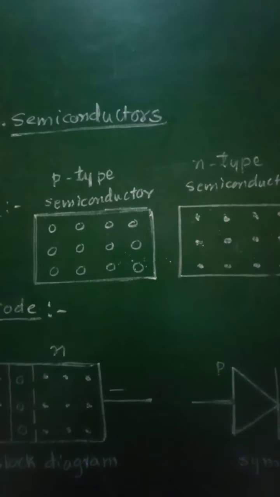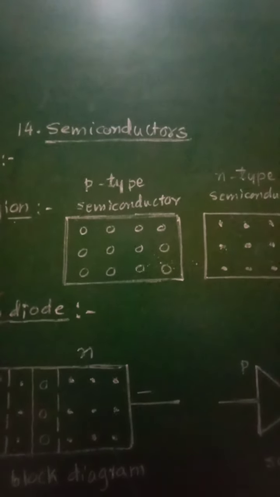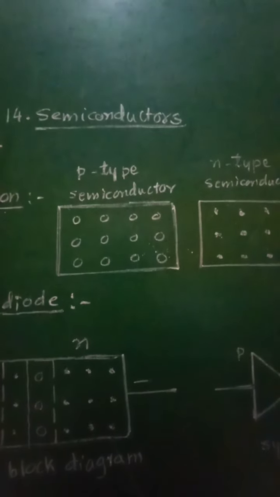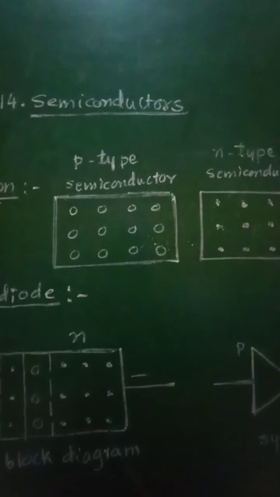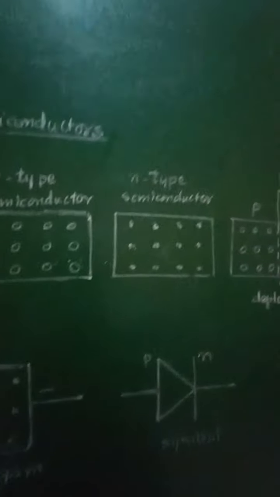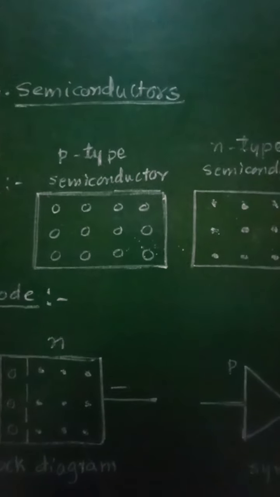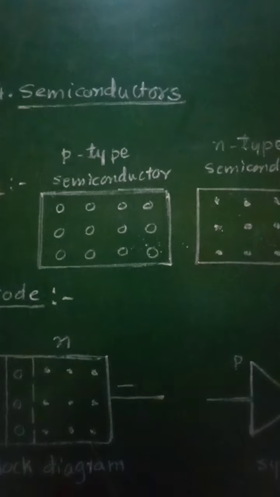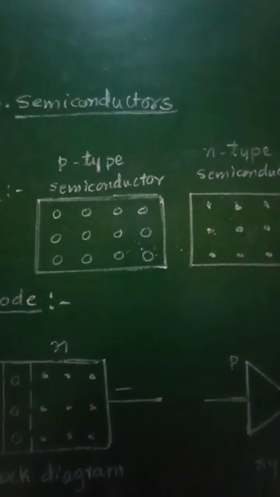Then the presence of impurity ions on both sides of the junction will create an electric field across the depletion region. So a potential difference E will be created across the depletion region, and it will be due to the presence of impurity ions on both sides of the junction.